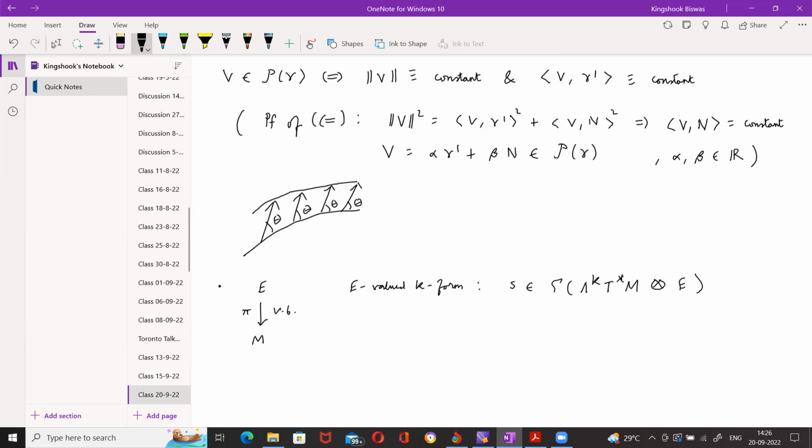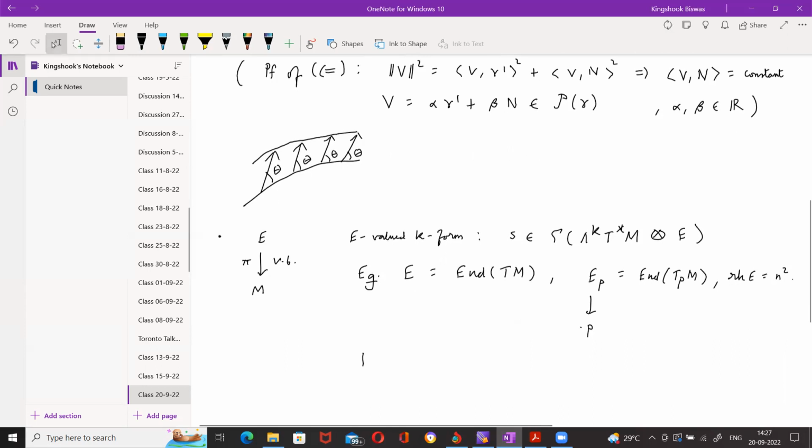All right. So for example, if you take E to be the endomorphism bundle of the tangent bundle, that means the fiber over a point P, E_P, is just the vector space of endomorphisms of T_P M. Okay. So this is a vector bundle of rank n squared.